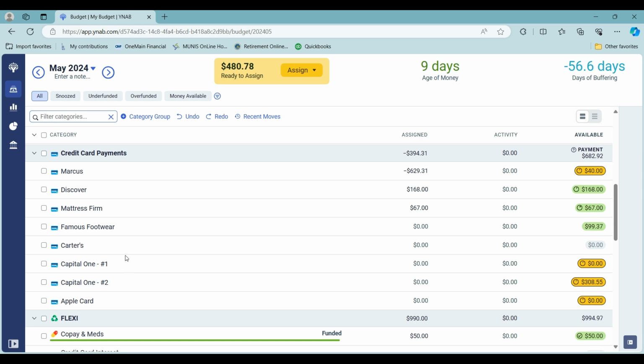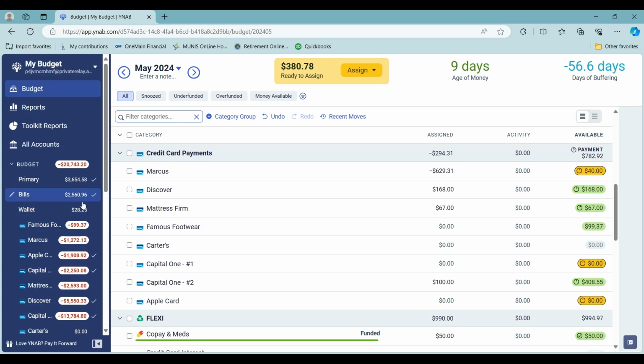Discover. What did I use? I did use Capital One number 2 to get gas. So I'm going to put an extra $100 to pay on my Capital One number 1 card. And I'm going to use, let's see. Let's go over here. So Famous Footwear I can pay off.